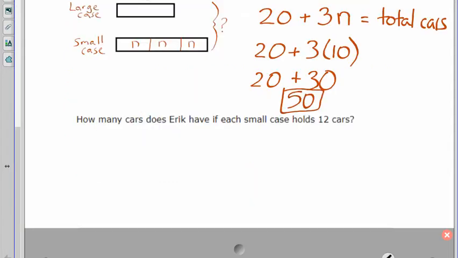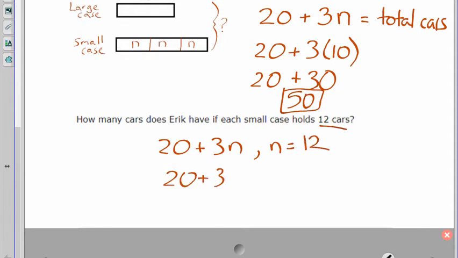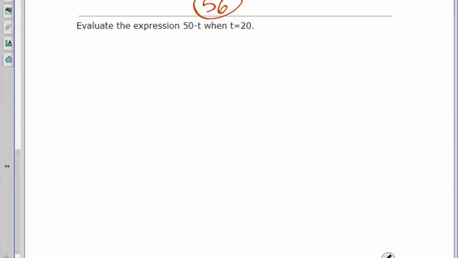Sometimes they might ask you to evaluate the expression with different values. So in this case, they're saying instead of 10, use 12. So we'll do that. So I have my original expression, 20 plus 3n, and I'm going to substitute the value. They say n equals 12. So I'm going to make n equal to 12. 20 plus 3 times 12. Then 3 times 12 is 36 plus 20. And I get an answer of 56 cars. All right, you've seen a couple examples.